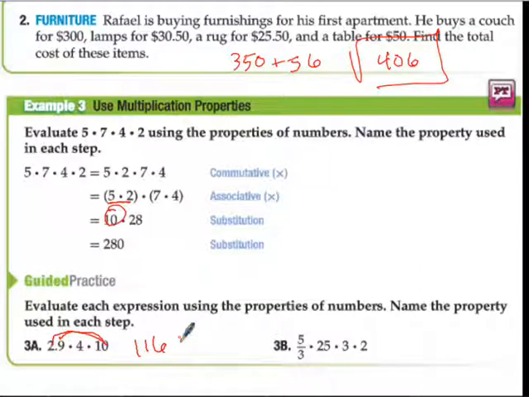For example, 3b. You take a look at 3b. We can multiply 5/3 times 3 and get 5. 25 times 2 and get 50, and so that's 250. So it's just a faster way of doing it. We can do it in our head.